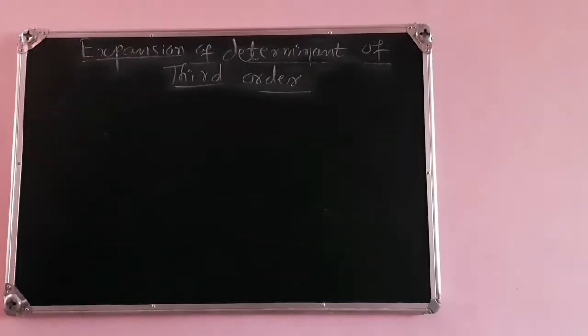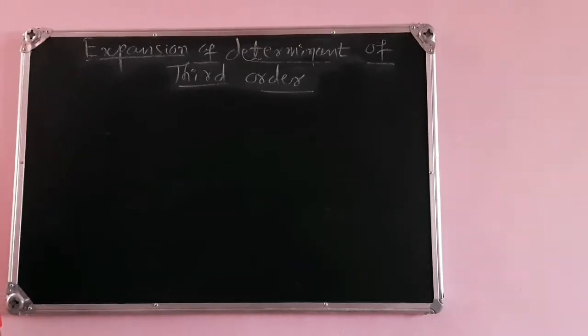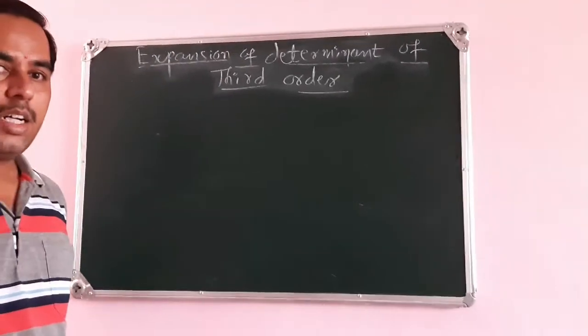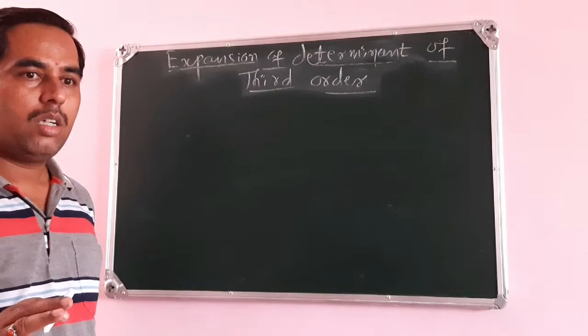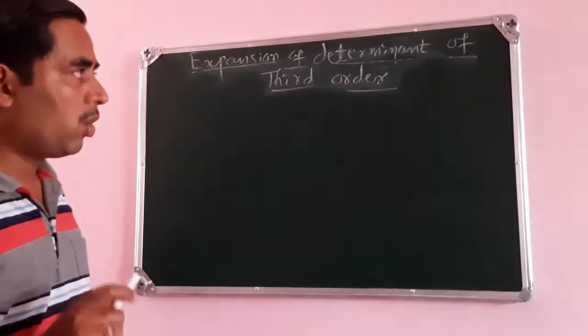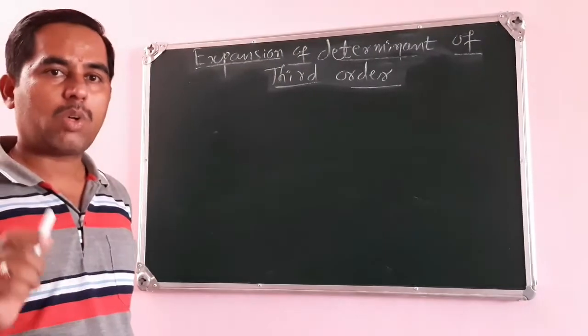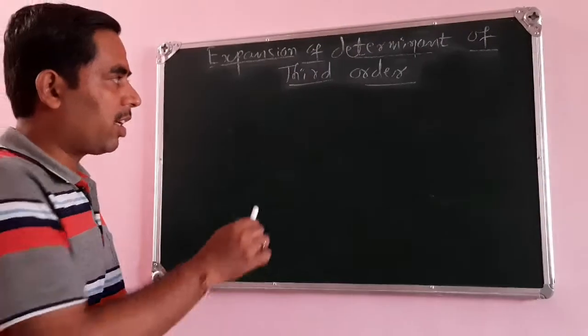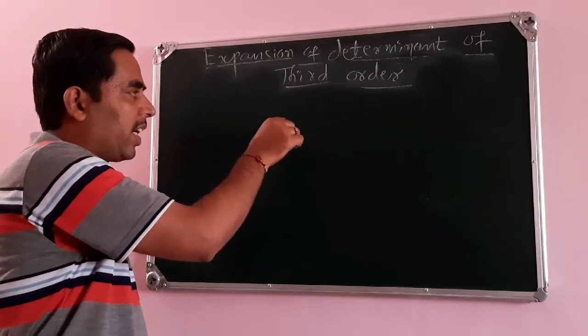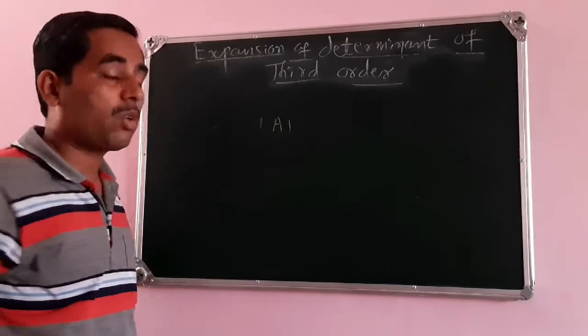See, in the last class, we learned the definition of determinant and expanded some of the 2 cross 2 determinants. So, we know how to find the value of a 2 cross 2 determinant. The symbol of determinant is vertical bars, so determinant of A. What is the meaning of determinant?